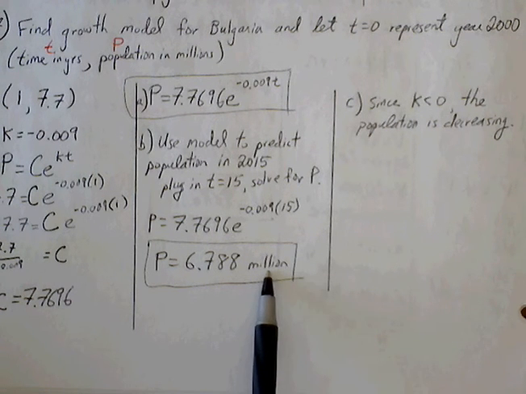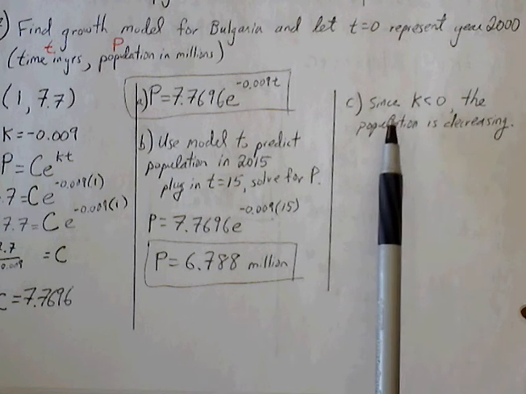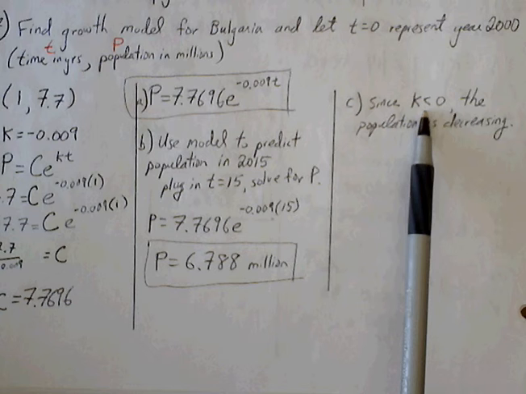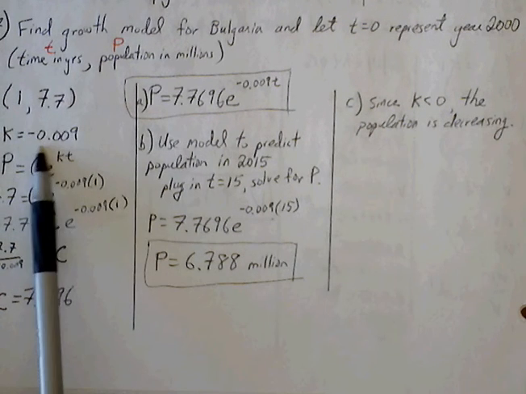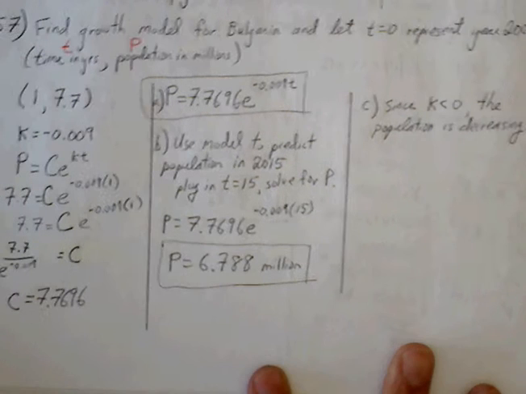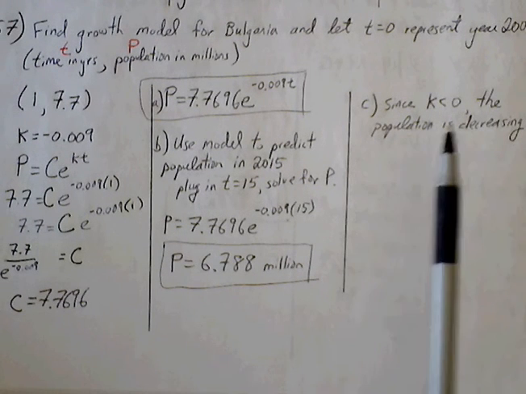And part C: is the population increasing or decreasing? Since our constant k is represented by a negative value, then we know that our population is going to be decreasing.